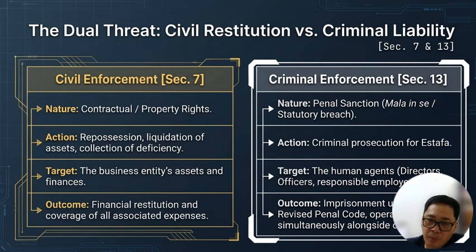This means that the remedies are cumulative. The entrustee cannot escape their financial debt by serving jail time, nor can they automatically avoid criminal prosecution simply by eventually paying the deficiency after the prolonged default. The entrustor is empowered to pursue both civil restitution of their money under Section 7 and the criminal prosecution of the entrustee for estafa under Section 13.